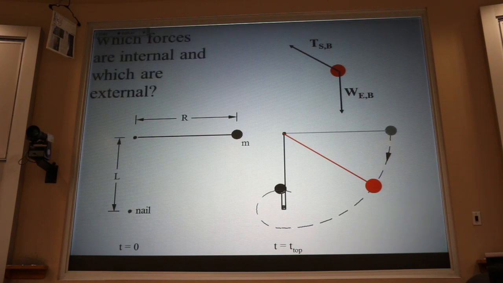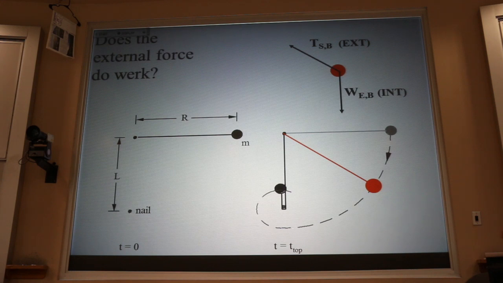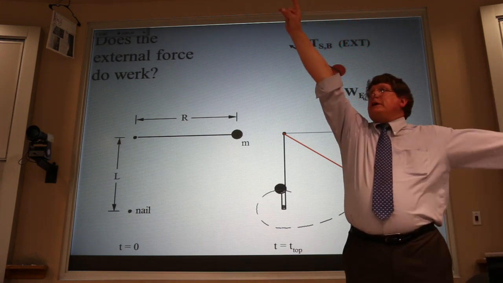Well, the first thing we have to decide is, are any of these forces external forces? Well, the weight force is the Earth pulling on the ball. That's one part of my system, the Earth, pulling on another part of my system, the ball. That's internal. The tension force is exerted by the string, and the string is not part of my system. That's external. But it does no work, because it's always pulling perpendicular to the motion.